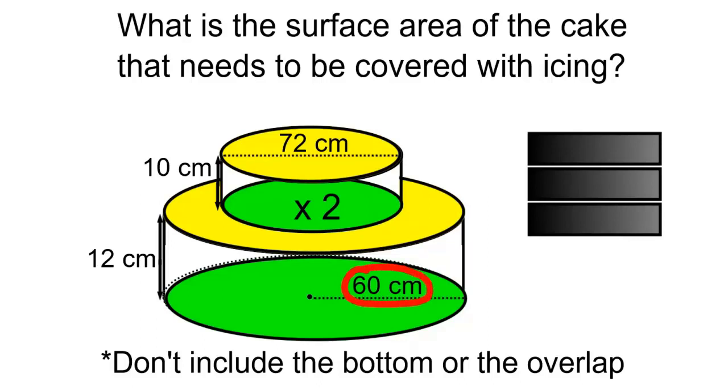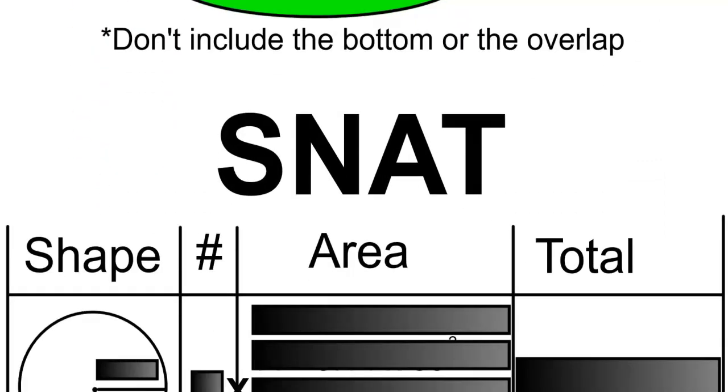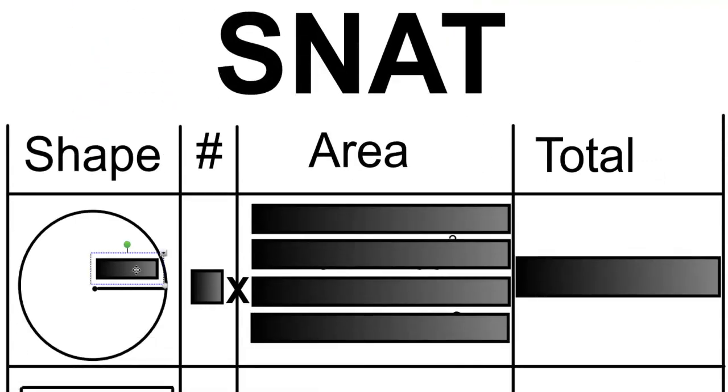The radius of the large yellow circle will be 60 centimeters. And the height of the cylinder on the bottom layer will be 12 centimeters. We'll use the acronym SNAT to solve. We'll start by drawing all the shapes. The large yellow circle will have a radius of 60 centimeters.